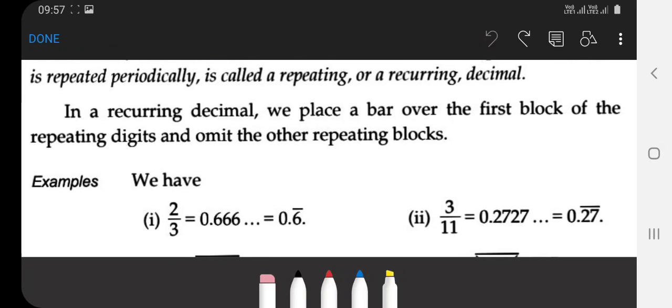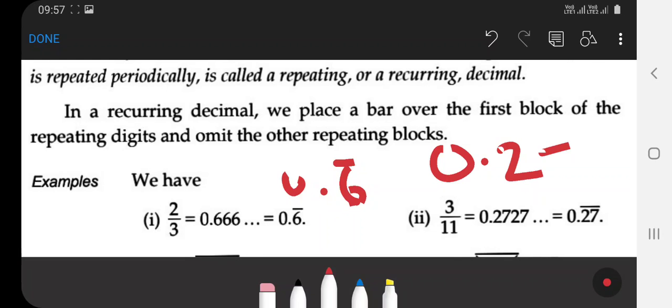The next, what is the meaning of bar? Here 0.6 bar, and in this question 0.27, a bar over the 27. The bar over the digit represents that the digit or digits are repeated. In this question 6 is repeated many times, and in this question 27 is repeated many times.